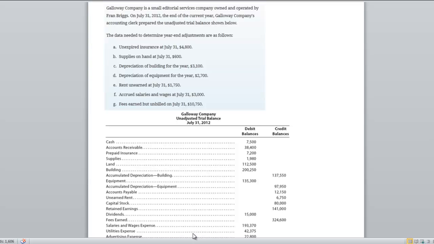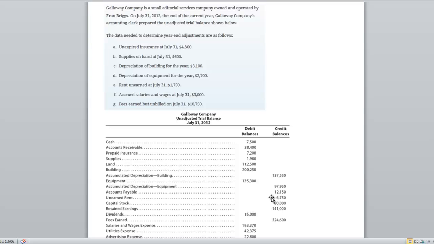Rent unearned at July 31st is $1,750. Okay, let's take a look down here. It says unearned rent, $6,750. Well, now we're saying the actual amount is $1,750. So we earned some of this rent. So we have people that rent property from us, right? And so right now we have a liability on the books of, I'm sorry, where is it? Here we go. Unearned rent right here, $6,750.